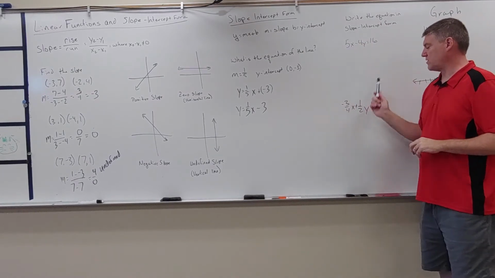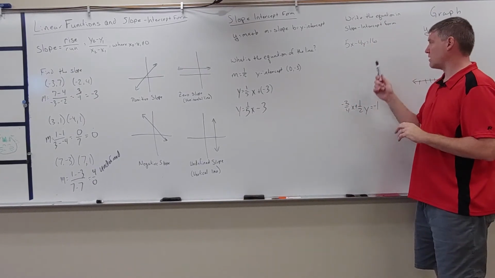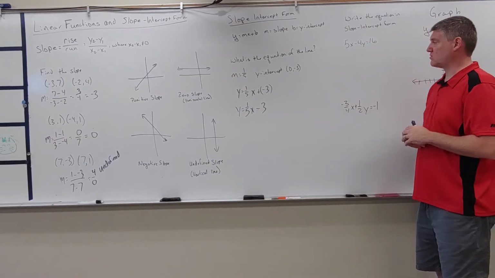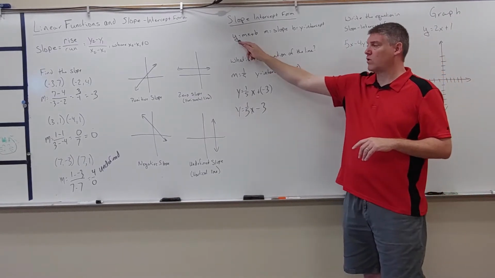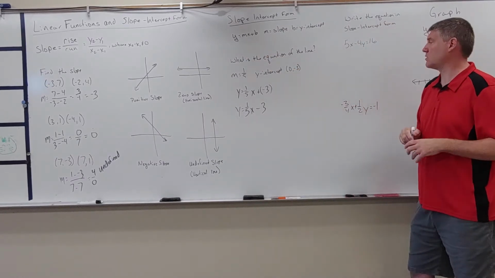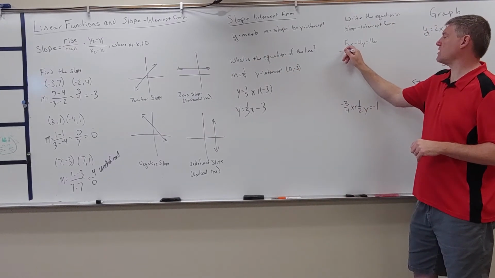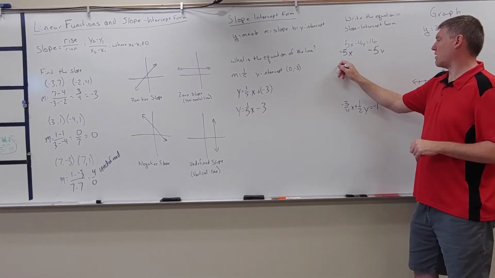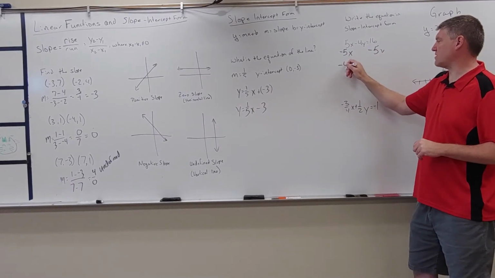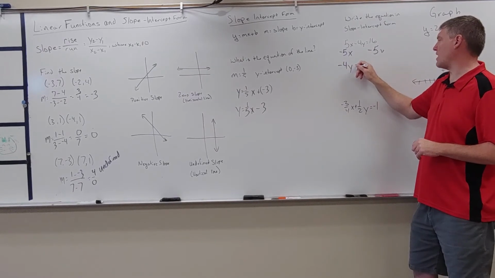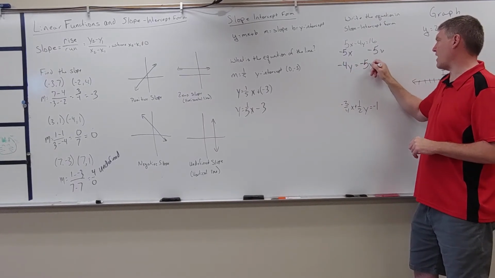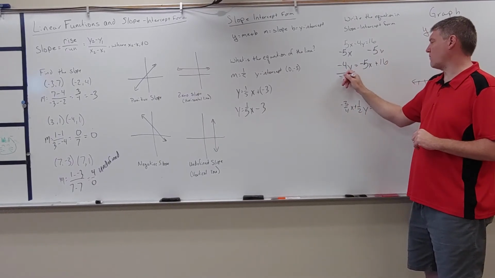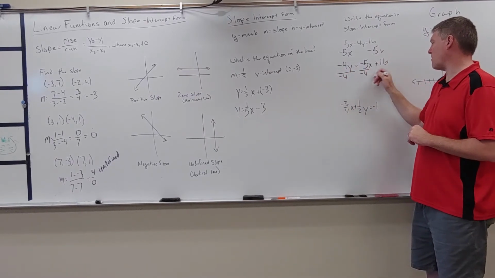So now we're going to look at converting from standard form into slope-intercept form. Slope-intercept form says isolate your y, get your y by itself. So the first thing I need to do is get rid of my x's. I'm going to subtract my 5x to the other side. So I have negative 4y equals negative 5x plus 16. And now I'm going to divide by negative 4 on everything.